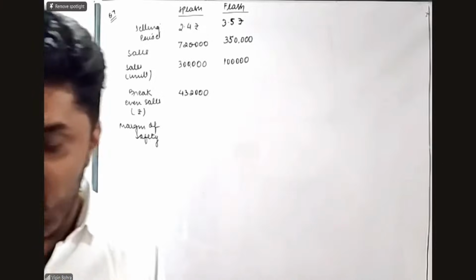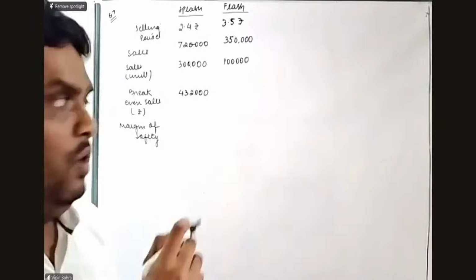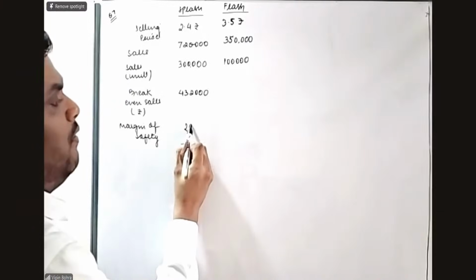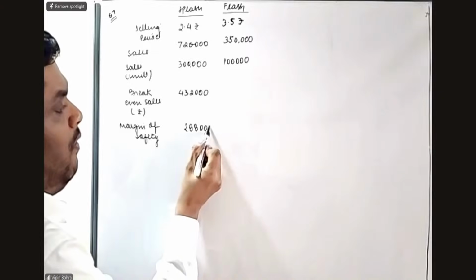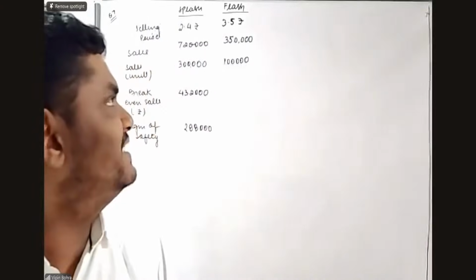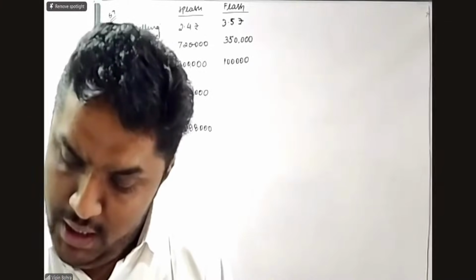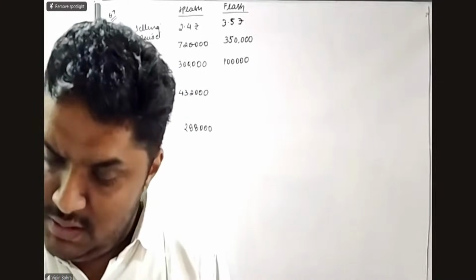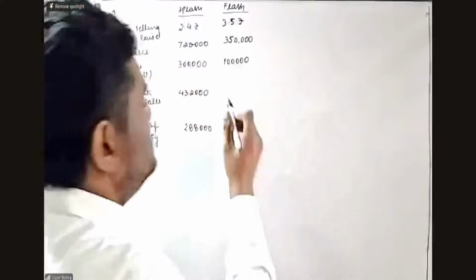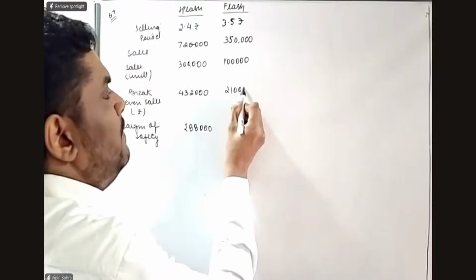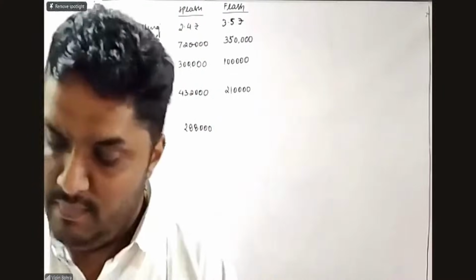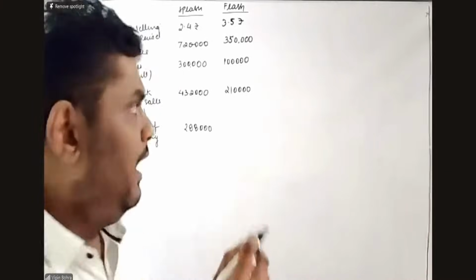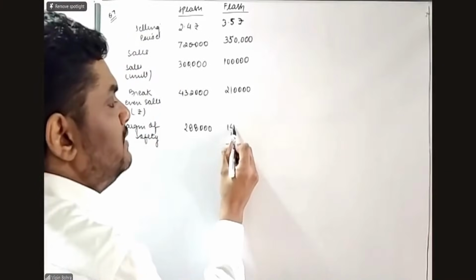And margin of safety sales will be how much? 2,88,000. I'm just writing the question, whatever the information that is given in the question. So herein in the second case also 3,50,000 is the total sales. So 60% will be my break-even sales, that is 2,10,000, and 1,40,000 will be my margin of safety.